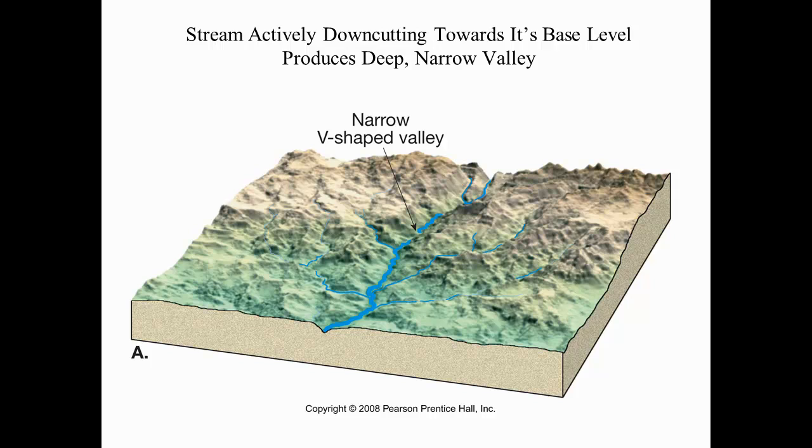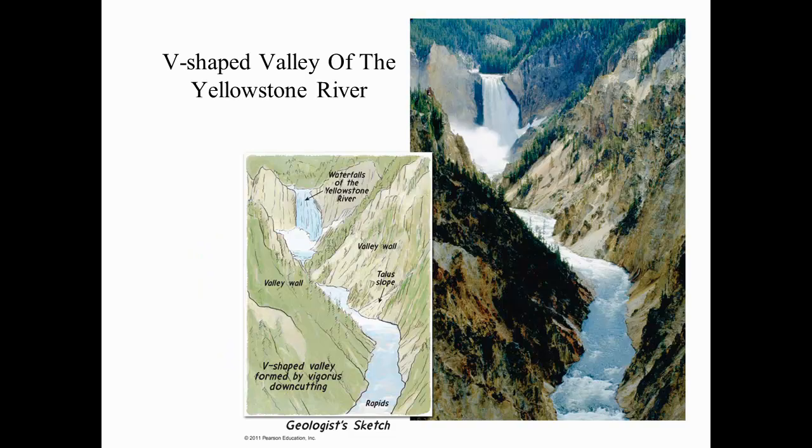So here we start out with a steep, narrow V-shaped valley where a stream is actively down-cutting towards its base level. And over time, here is a picture of a V-shaped valley. This is the Yellowstone River actively down-cutting, and we can see it also includes waterfalls and rapids. This river is actually down-cutting through rhyolite, volcanic deposits.